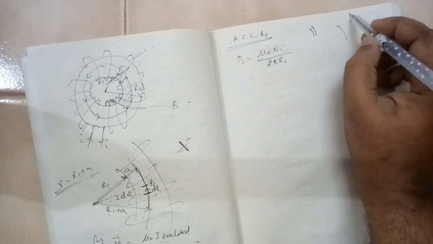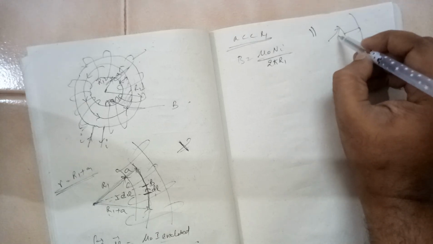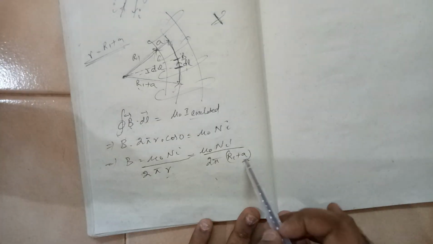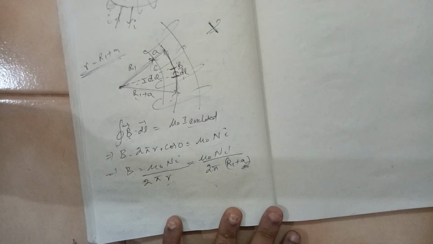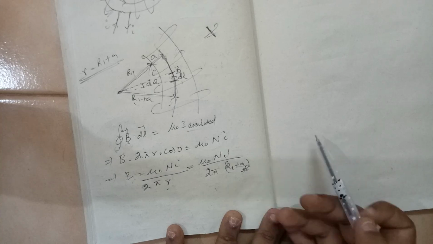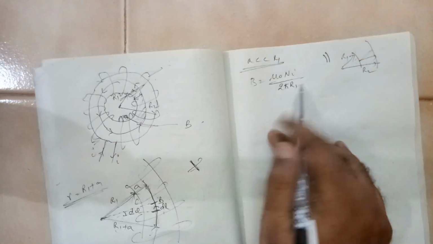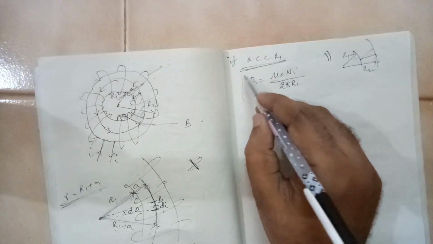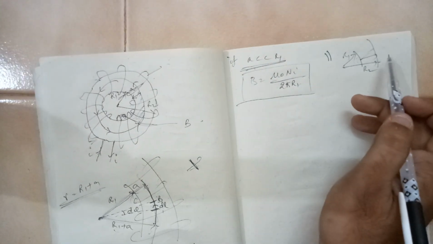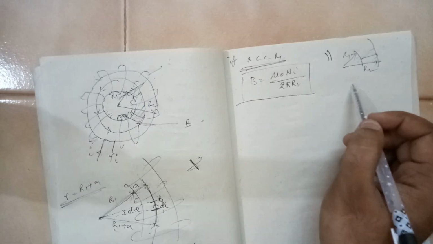Suppose it is comparable, it is a little more thick. This is R1, R2, a little more thick. So if the A value is changing, B value is changing. So basically the magnetic field is not uniform. At different points we get different magnetic field values. So we are assuming a particular case that A is very small compared with R1. Then B is equal to mu naught into NI by 2 pi R1.